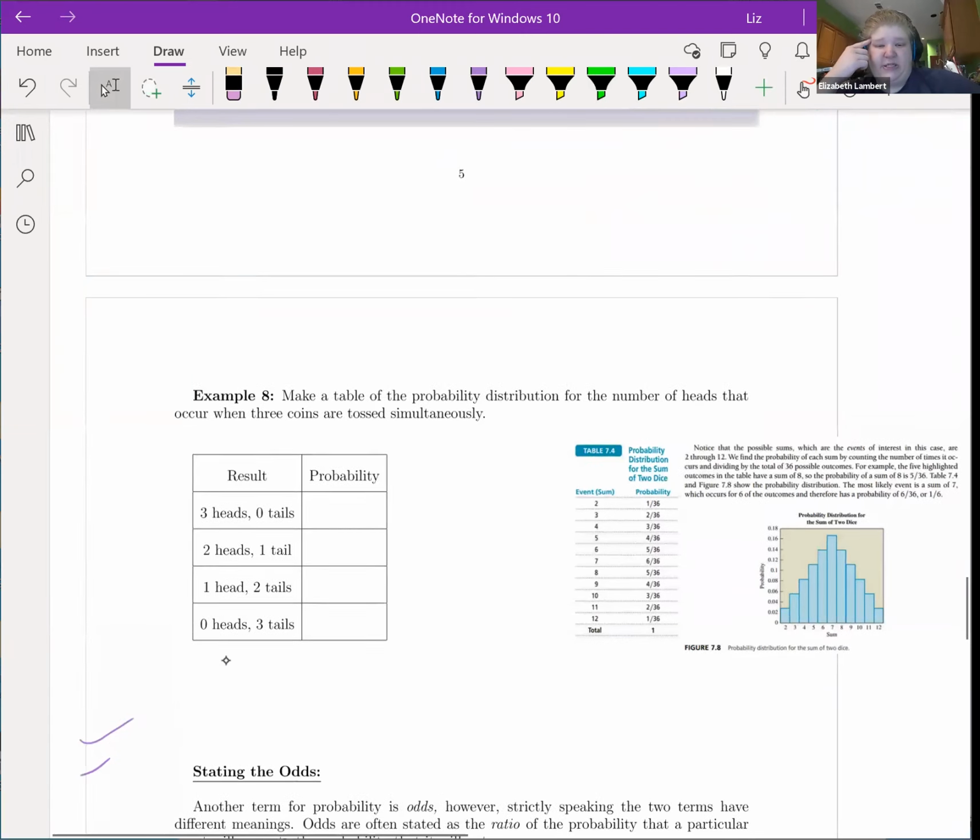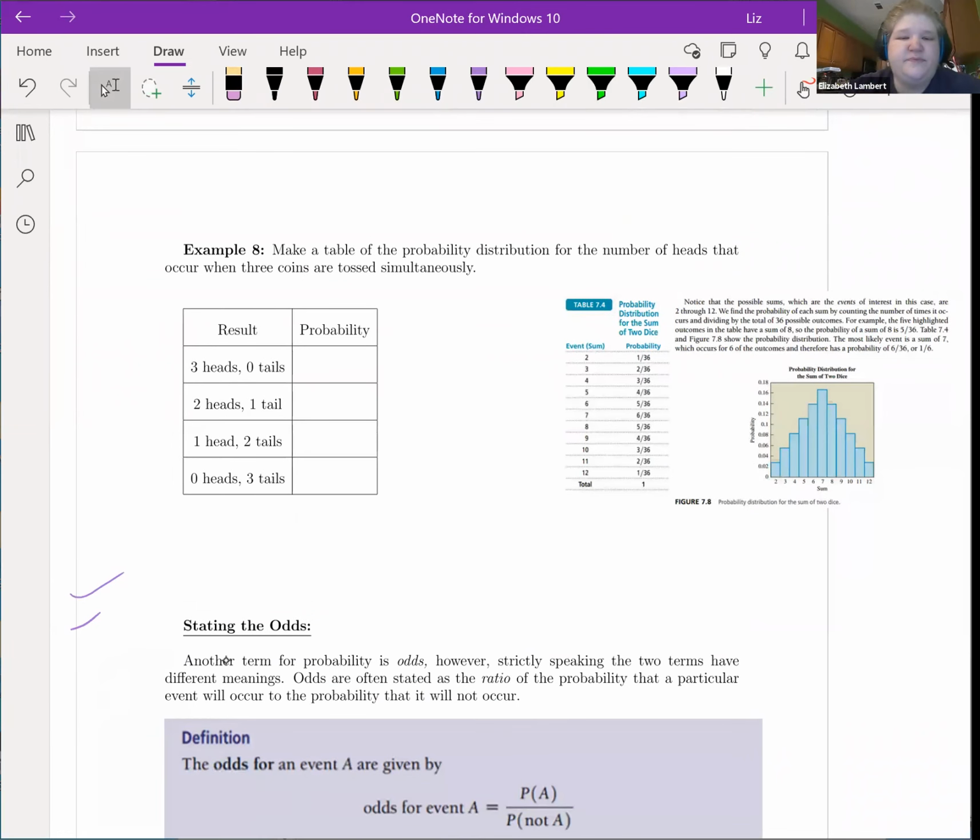So let's see that in action here. All right. So first we're gonna look at eight here. Make a table of the probability distribution for the number of heads that occur when three coins are tossed simultaneously. All right, so I have my events listed. I could have three heads, two heads and a tail, one head and two tails, or zero heads and three tails. If I don't care about the order, those are the only four things that could occur. Now they're doing this deliberately. Those are events, not outcomes. Outcomes are written with the order in mind as well. Like as much information as you would possibly need.